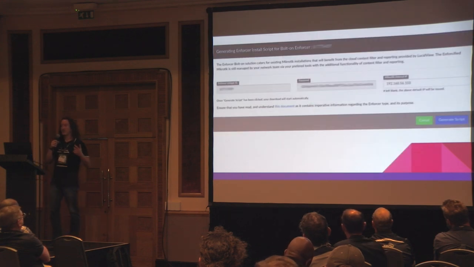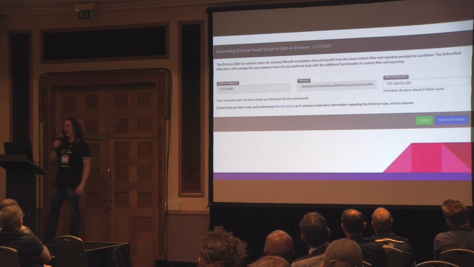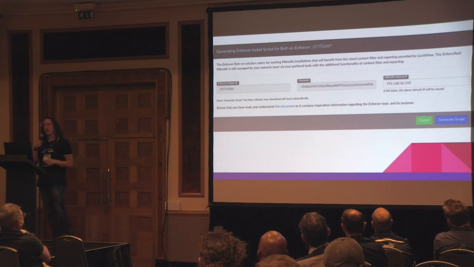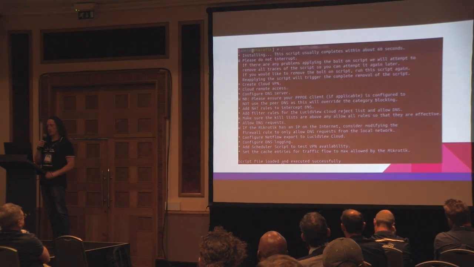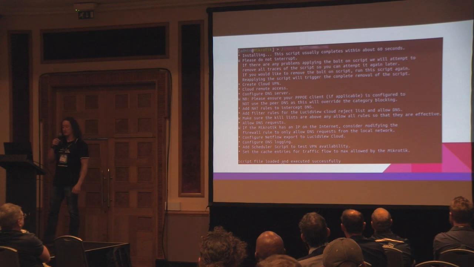But now, the question a number of people asked me this morning is, how do we get this onto the MikroTik? Our portal generates a little script for you. You can see it doesn't ask for lots of information. We just want your serial number to associate something to the MikroTik, and what your IP address of the MikroTik is, because we intercept your DNS. It spits out a little script for you that you can just import, and you can see it runs through a couple of things. It explains what it's doing, and obviously you can hack away at the script if you like. It applies this to your MikroTik and creates a VPN to our cloud.